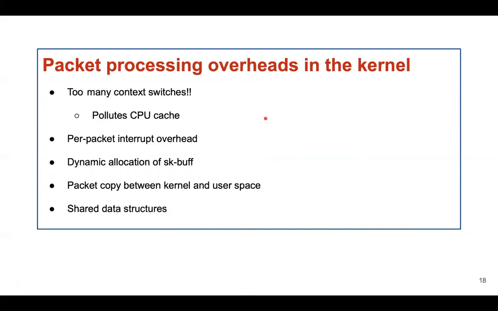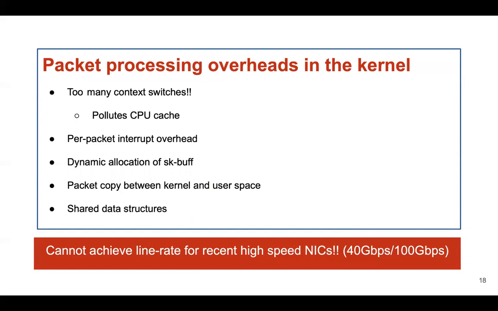Traditional kernel-based packet processing invokes an interrupt for each packet, which costs us time and loss of locality. Dynamic allocation of skbuf and packet copy between the kernel and user space adds to the overheads. Some data structures like the socket read or write queues, TCP accept queues are shared. Therefore, locking mechanisms add to the overhead. Recent NICs provide high speeds in the range of 40 to 100 gigabits per second. The kernel packet processing overheads make it impossible to achieve line rate for such NICs.